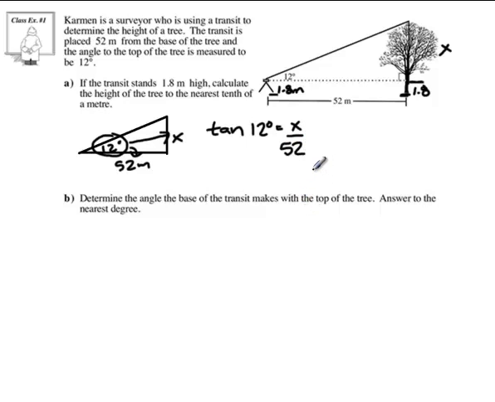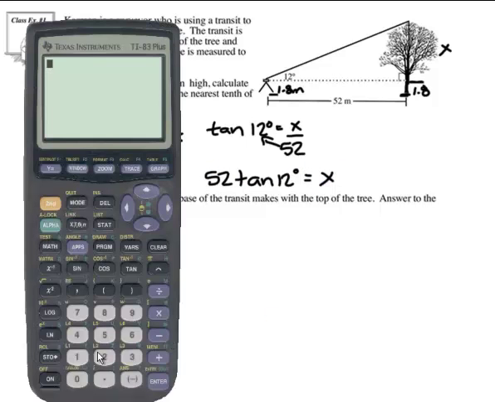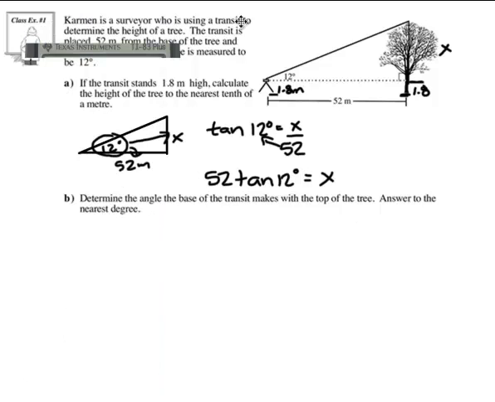Now in this case, the x is in the numerator, so it's important that I do cross multiply here so that I can get the x by itself. So I've got 52 times the tan of 12 degrees to get x. And that's something we're going to punch right in our calculator. 52 times the tan of 12 degrees is 11.0529. So I'll leave it as 11.05 for now. So x equals 11.05 meters.